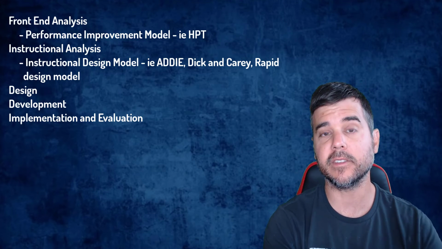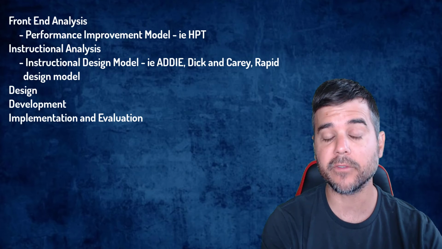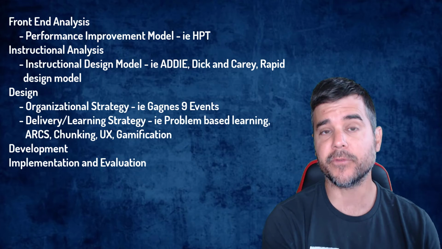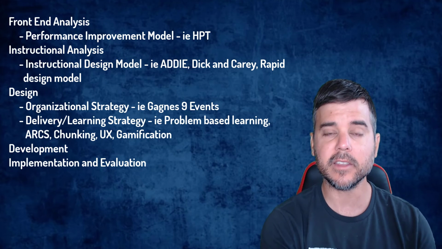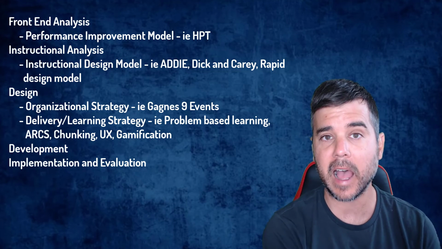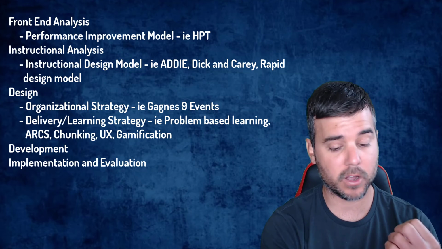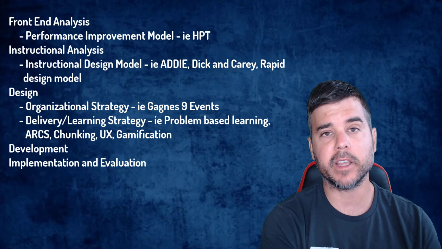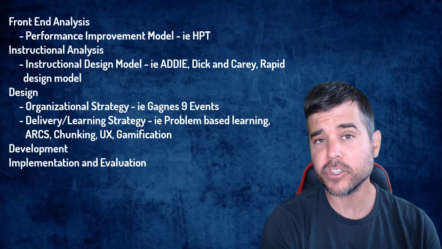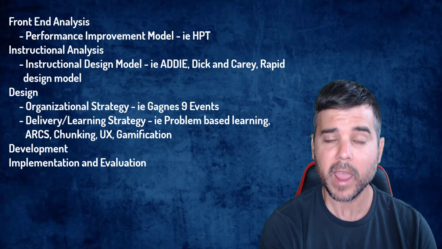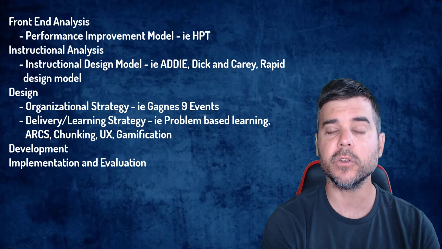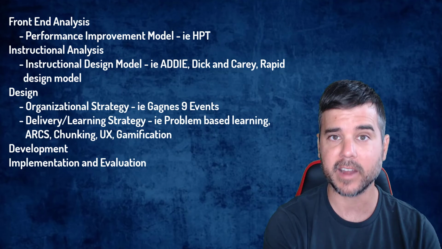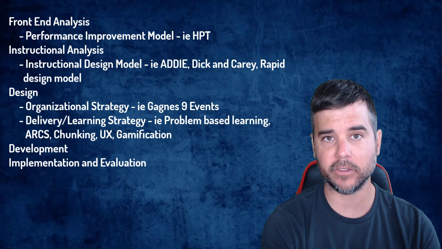All right, then we get to design. So in design, there are several types of models that we can choose, or what I really call strategies. The first is our organizational strategy. This is what is going to guide our instruction. So let's say that I am doing e-learning or a course. Whatever I'm doing, I might choose a different kind of organizational strategy. So for example, a good organizational strategy that's very common, probably the most common in instructional design, is Gagne's 9 events. This is the layout of our content.